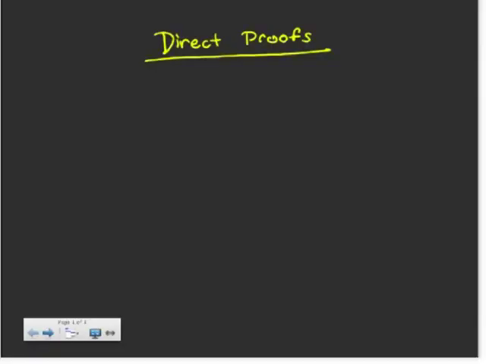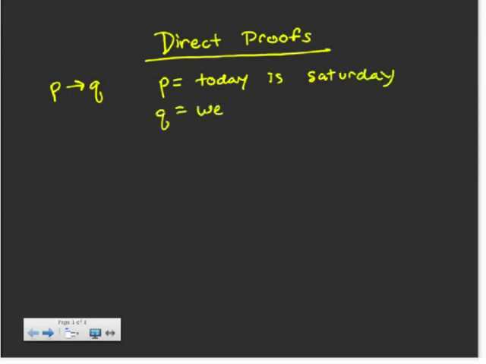Okay, so today we're going to be talking about direct proofs, and we're going to be showing you guys how to do a direct proof of a statement. So first we're going to talk about the type of statement that you'll be given in order to do a direct proof of. The type of statement you're going to be given is going to be in the form P implies Q. So an example of this is, if today is Saturday, then we wash the car. So in this example, P is going to be today is Saturday, because that's the first part of the statement. And then your Q, which is the second part, is going to be we wash the car.